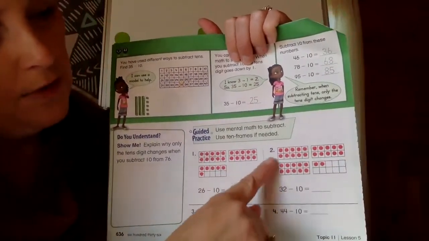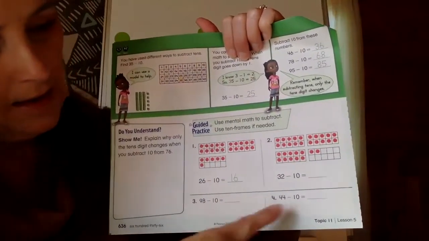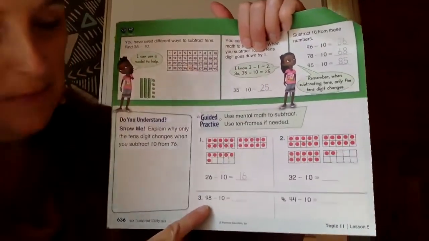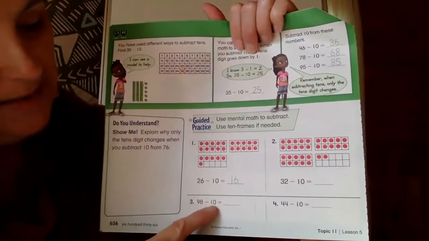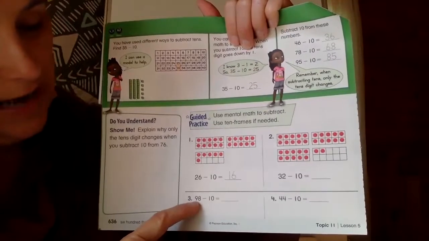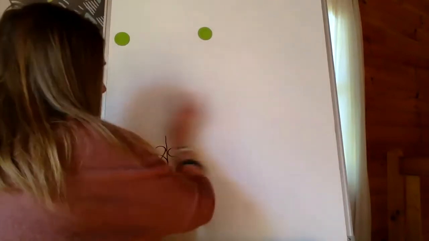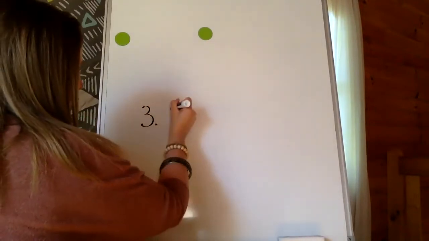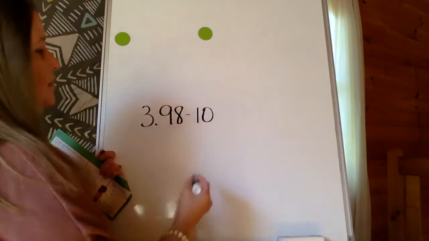Okay, so I want you, in just a minute after I explain everything, to try numbers 2 and 4 on your own. We're going to look at number 3 here real quick because it doesn't have a model. Okay, so we have 98 minus 10. Okay, we're looking at the tens place. I am going to write this one on the board just so it'll be a little bit bigger so that you can see it. So it is 98. This is number 3 on your paper. 98 minus 10.